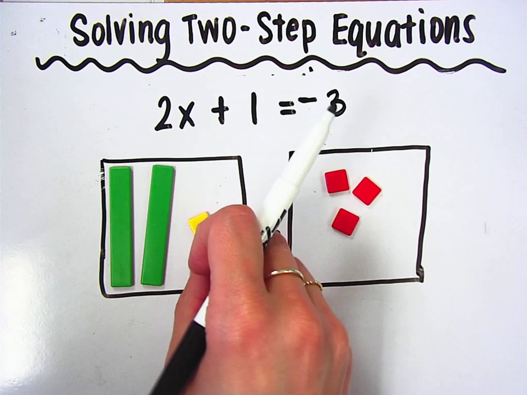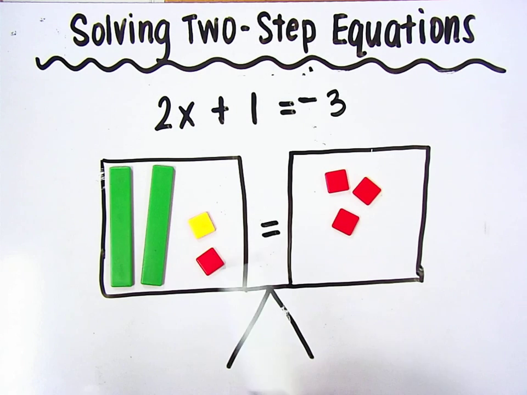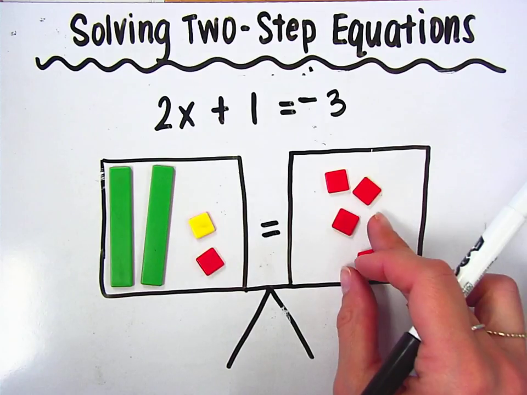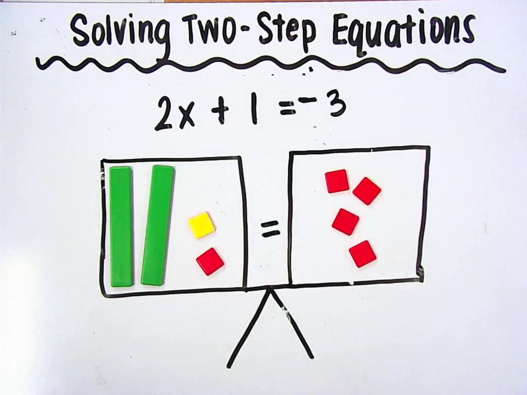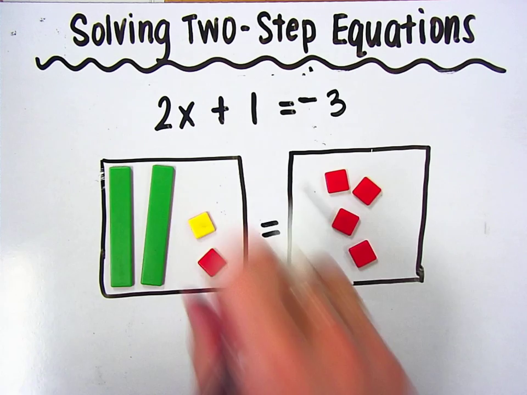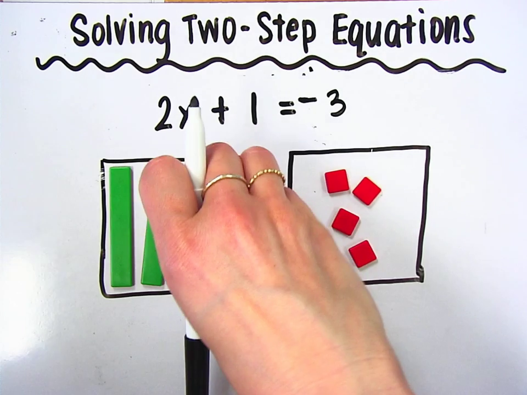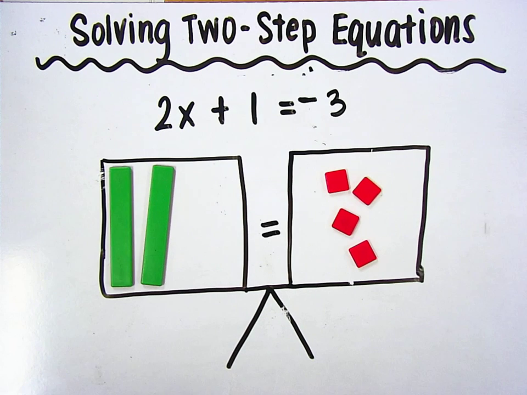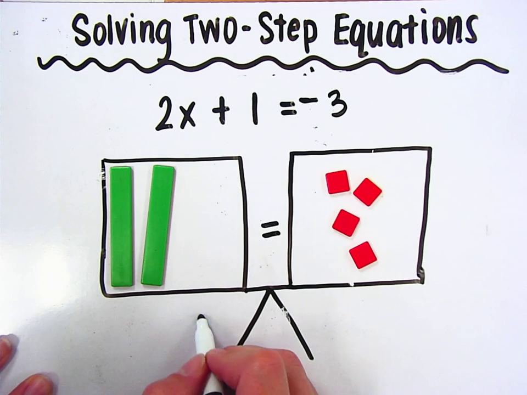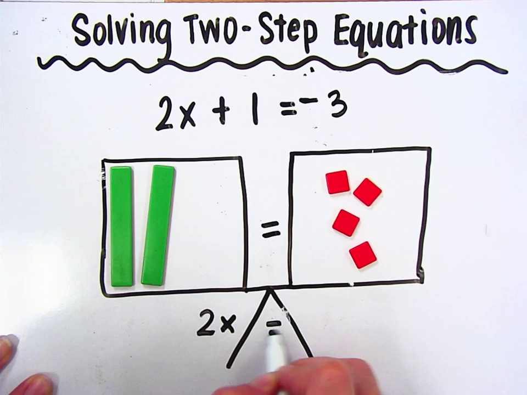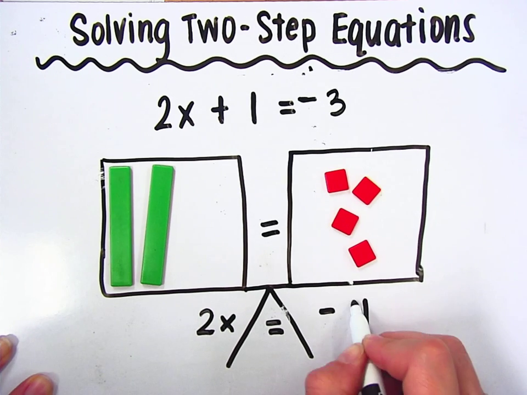If I add a negative tile to this scale, this effectively eliminates that positive tile that I need to get rid of and move away. If I add a negative tile to this side of the scale, so I'm now doing the exact same thing to both sides, our scale is going to stay balanced. Once I have added that negative tile, I can make a zero pair, and I'm now left with 2x is equal to -4.